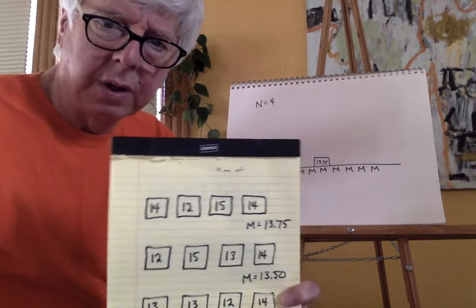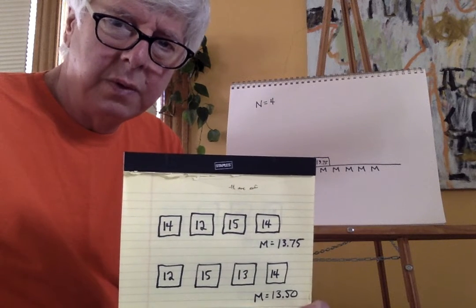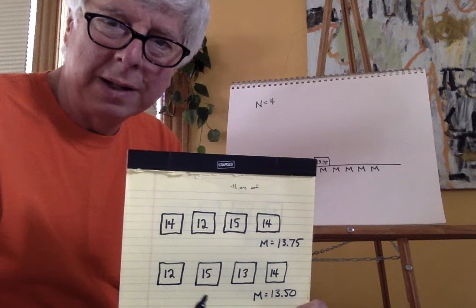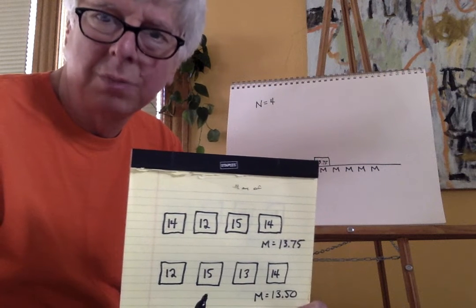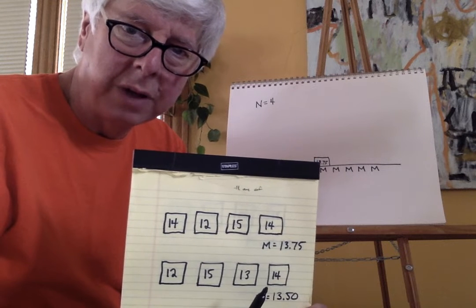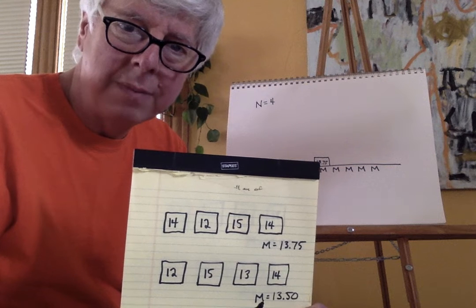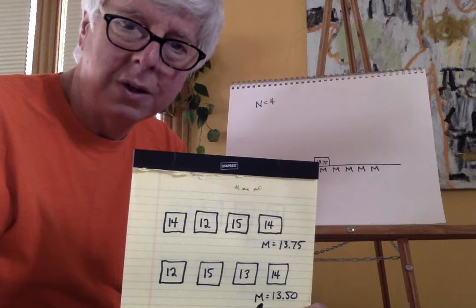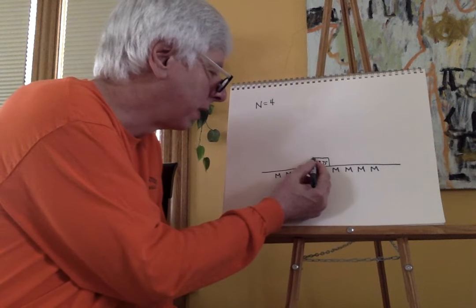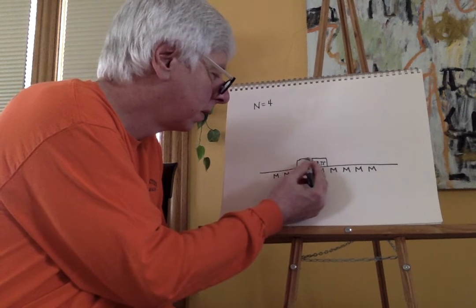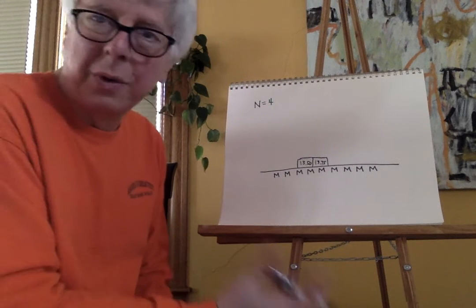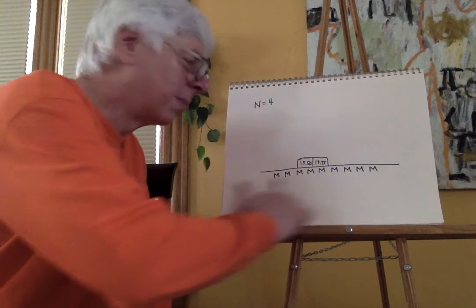Here's my second sample of 4. I thought about this one because we did pick out the 12 yesterday and we picked out the 15. So it's like we started our sample, and then 13 and 14, okay? Calculate that mean. The mean in this case is 13.5. So I'll put 13.5 here, okay? It's lower than 13.75. This is just the number line, okay?